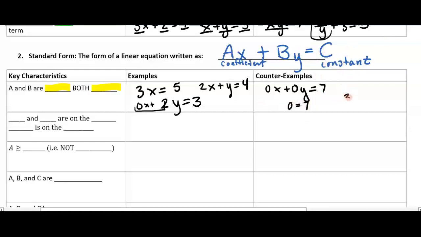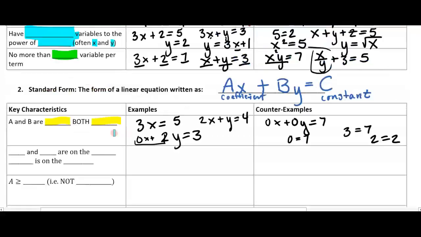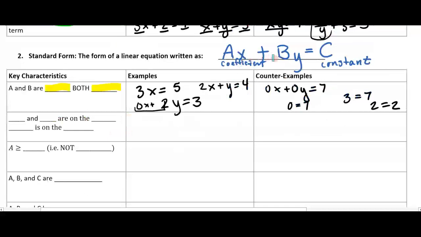Any other just plain numerical statement, even something that's true, like 2 equals 2, is still not standard form. So A and B, the coefficients, have to not be 0. Then in standard form, you'll notice up here that Ax and By are to the left of the equal sign and C is to the right of the equal sign.